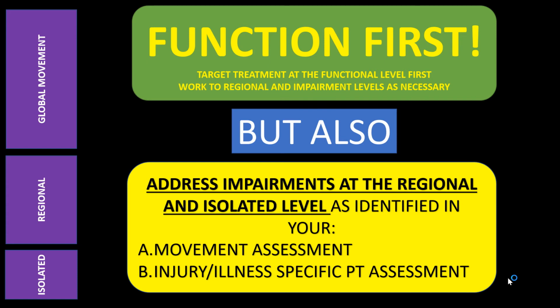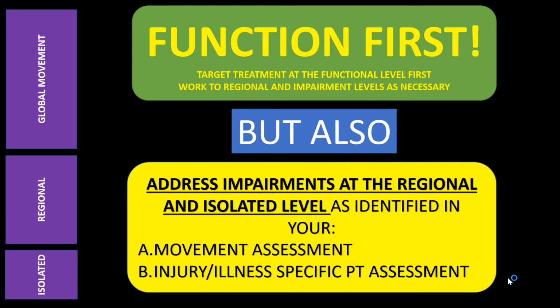So if we're using the squat as an example, we would watch someone squat and we would see, are there any impairment level problems that we might need to address individually, either regionally or isolated, or maybe they could be simply addressed through function. But if they need some targeting, if for example the hip and knee tracking needs a bit of targeting, we might do some supplemental exercises to assist with that, along with whatever changes we make to their squatting pattern. Or it might be a specific injury or illness concern that you identify as part of your specific assessment process.